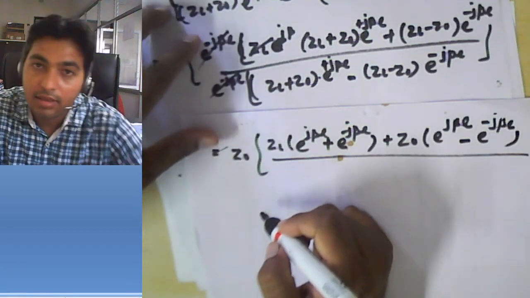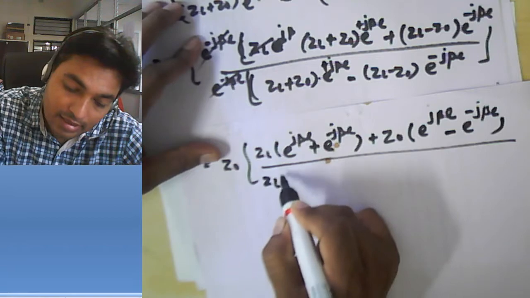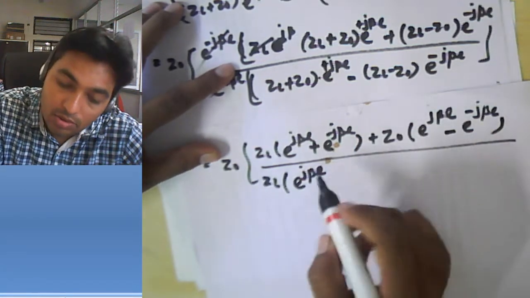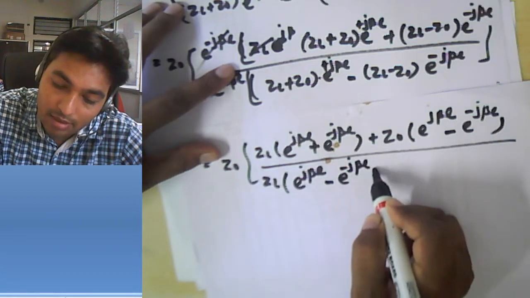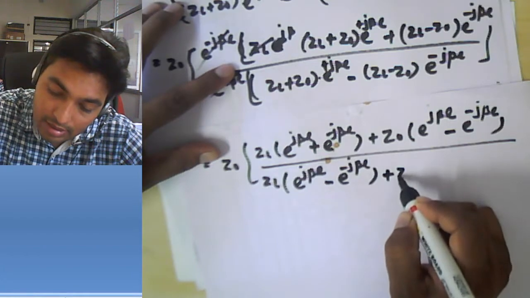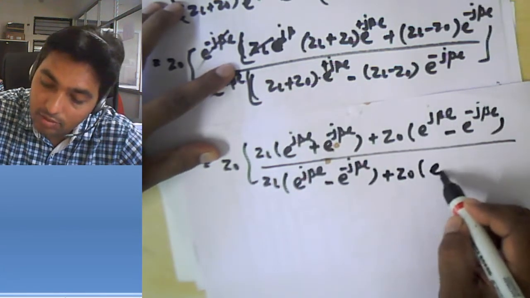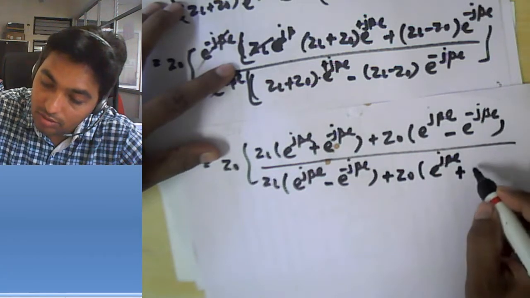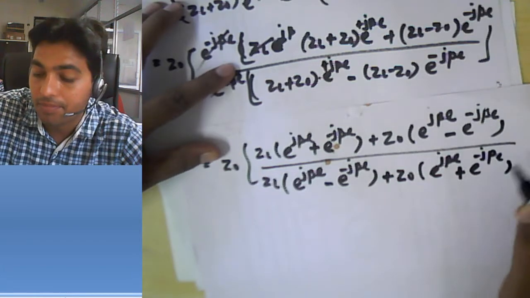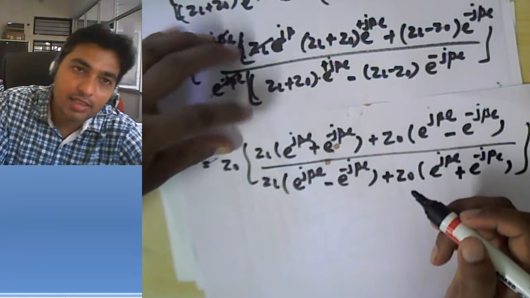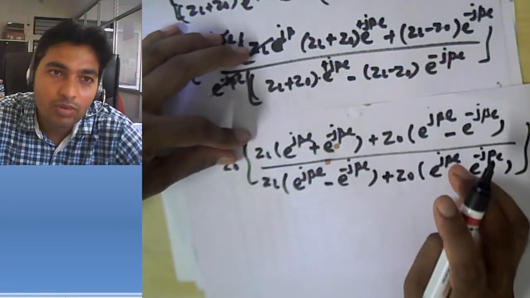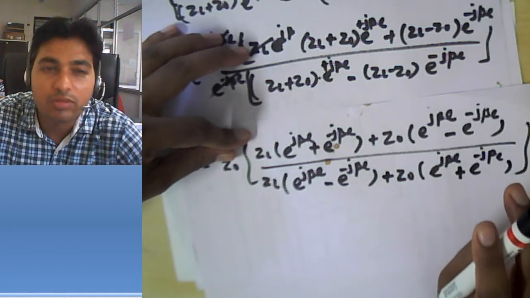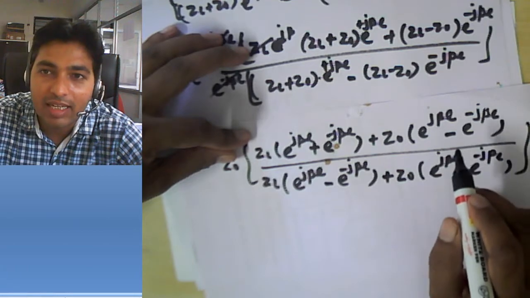Similarly, at the denominator we'll once again take ZL common, so it will be e raised to j beta L minus e raised to minus j beta L. Then we'll take Z0 common, so Z0 times e raised to plus j beta L, and minus minus will be plus, so plus e raised to minus j beta L. Now we know that e raised to jx plus e raised to minus jx is equal to 2 cos x, while e raised to j beta L minus e raised to minus j beta L will be equal to 2j sin beta L.